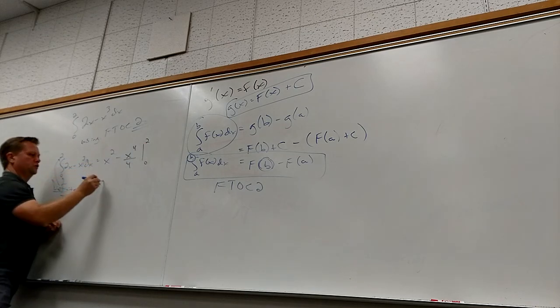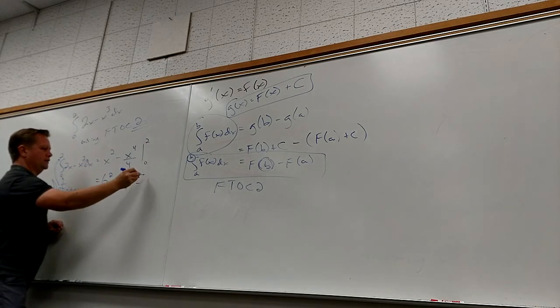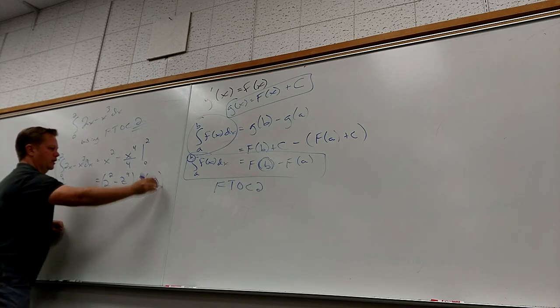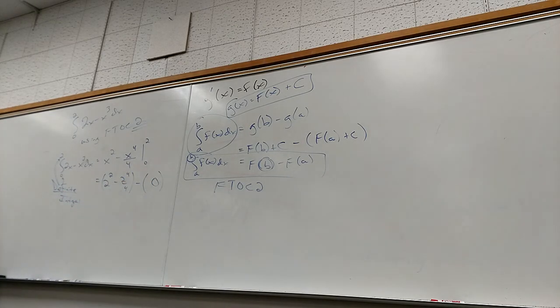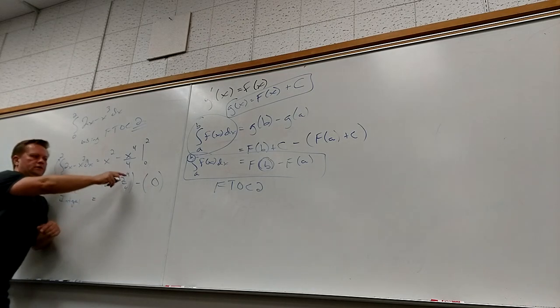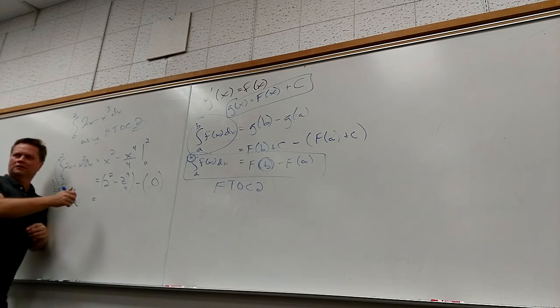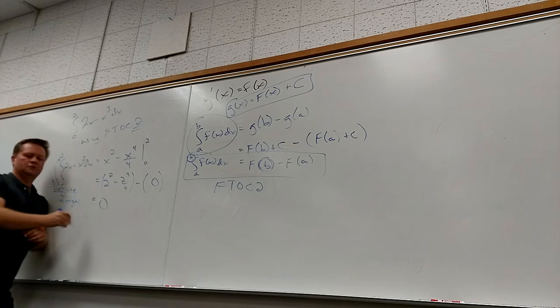So you put 2 in. So 2 squared minus 2 to the 4th over 4 minus, and of course when I put a 0 in, I get a big old 0. So I get 4 minus 4. It's a long way to go for that, isn't it? You guys see that? So you get 0.